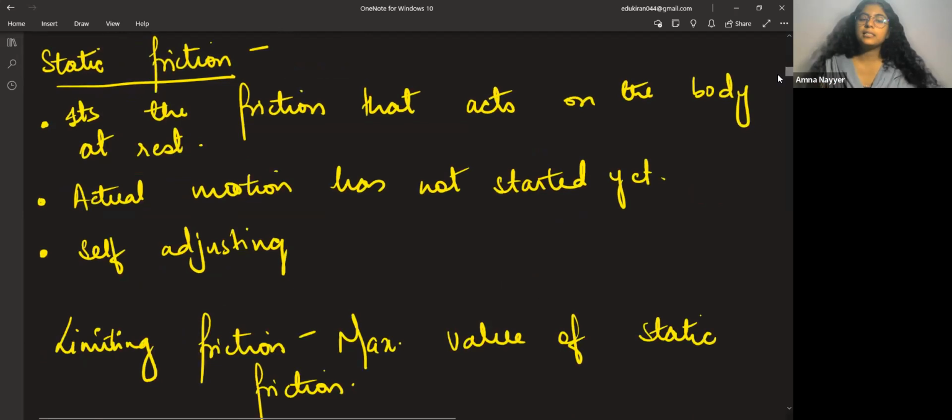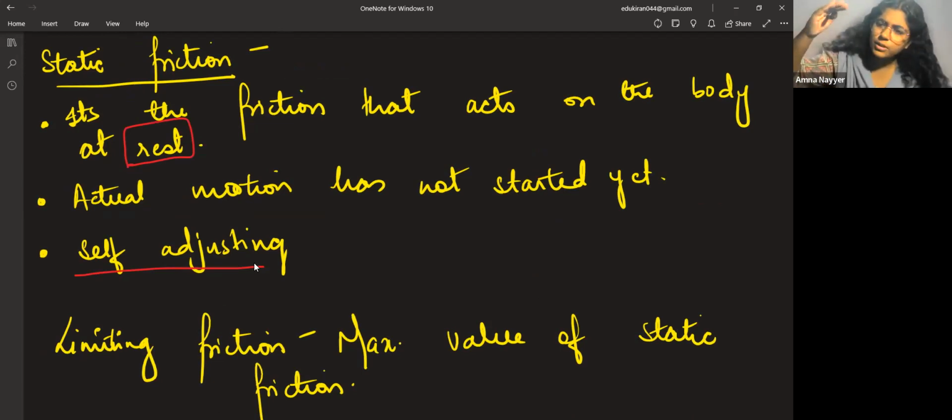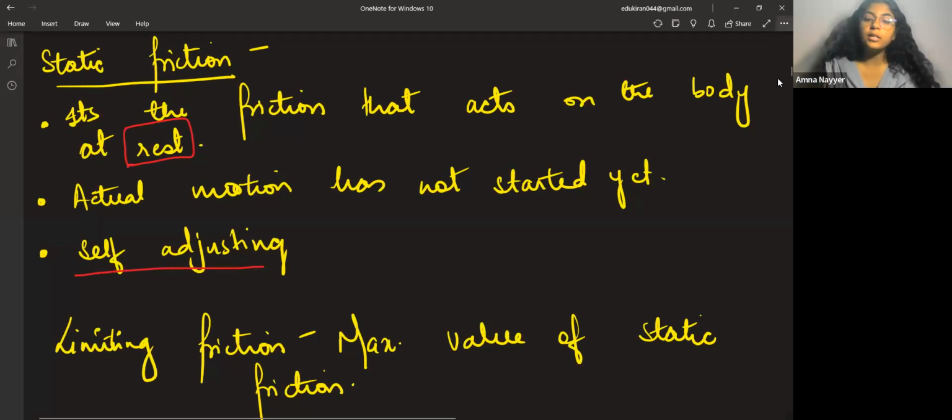Now, what is static friction? It's the friction that acts on the body at rest. This is important, at rest. Actual motion has not started, and this is self-adjusting. When we use the term self-adjusting, it means if its maximum value is not reached, it will keep on increasing its value. Beyond this, it will not increase. Then limiting friction is the maximum value of static friction.